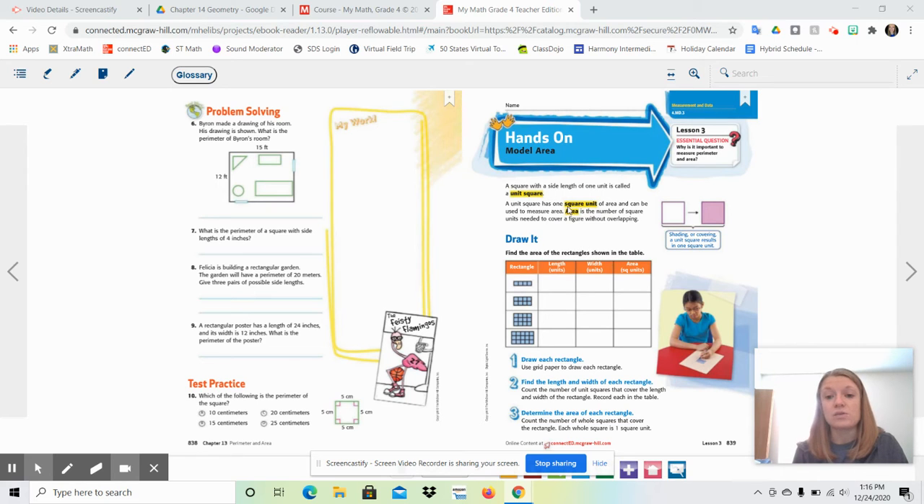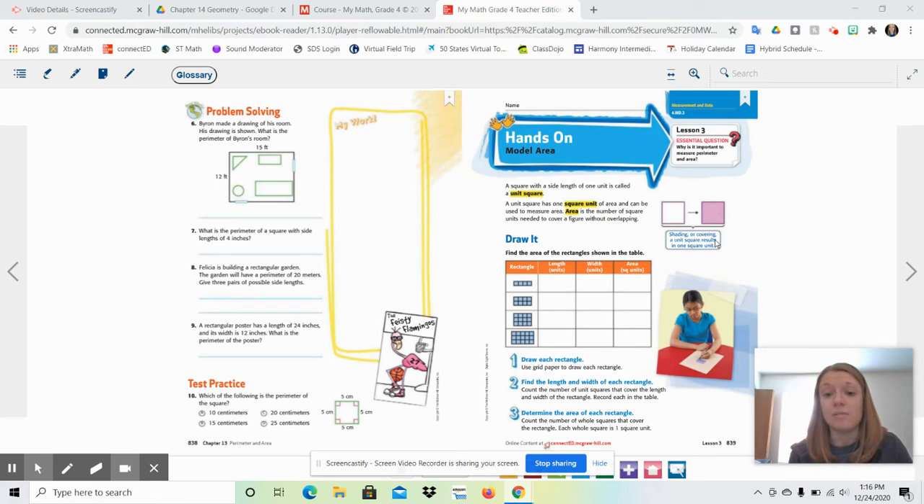Whenever a unit square is called a square unit, which basically you're just flipping it around, that's when we're talking about the inside of the square and how much space it covers. So one square unit is either an area of 1 foot by 1 foot, or 1 centimeter by 1 centimeter, or 1 inch by 1 inch. Okay, remember our little inch fingers?